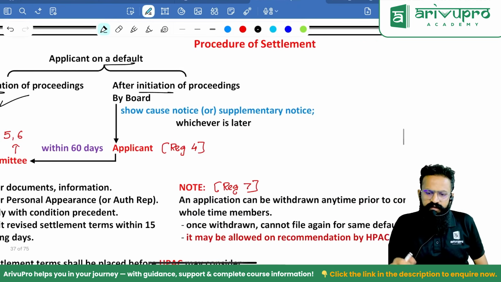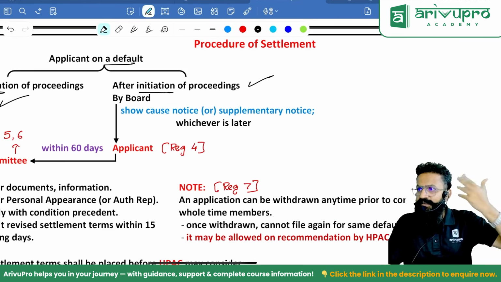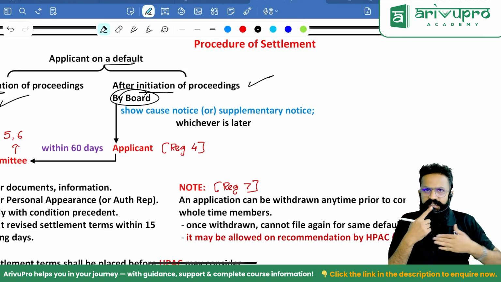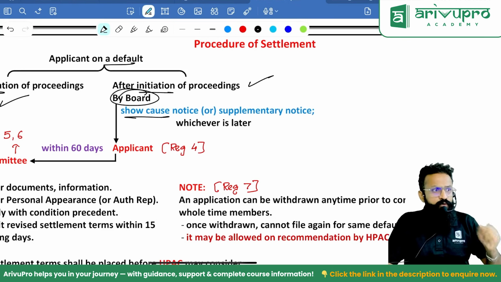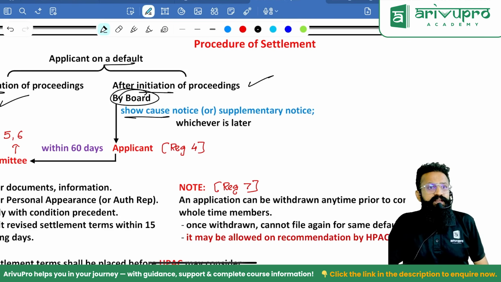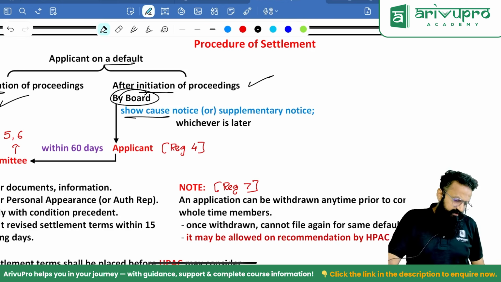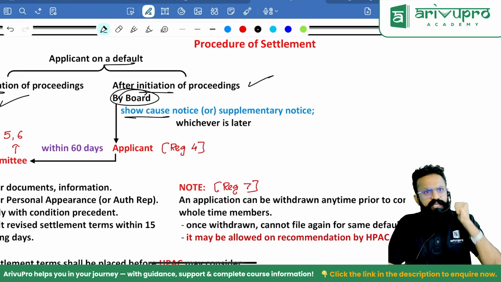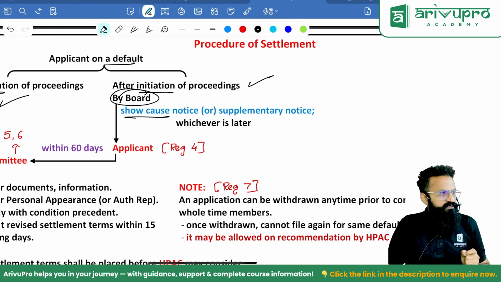Now, after initiation of proceedings, meaning they have already started proceedings against me, SEBI has already started it. Now what to do? A show cause notice has been issued to me, meaning SEBI itself has thought, hey, these are the provisions you have violated. You tell me why I should not take any action against you. You show me the cause.